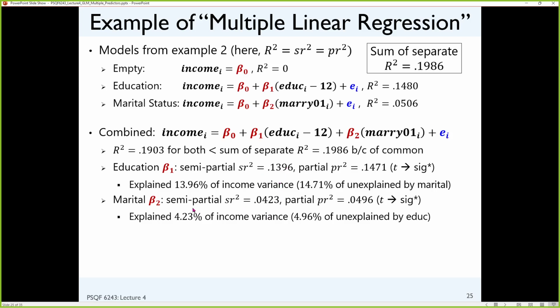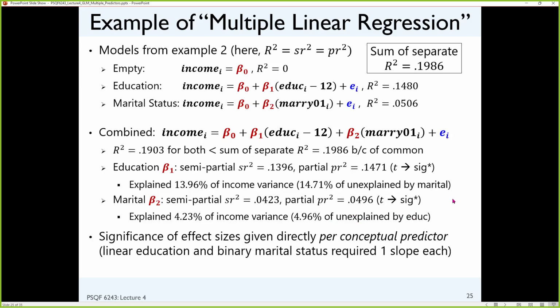I can say that the semi-partial eta square for marital status is only 0.04, so marital status explained 4.23% of the variance in income. But the partial version is that it explains slightly more of what was unexplained by education. And in these two cases, I can easily get either of these two numbers out of any of my software packages by asking for semi-partial and partial correlations, and they will either give me a correlation, the correlation squared, or both.